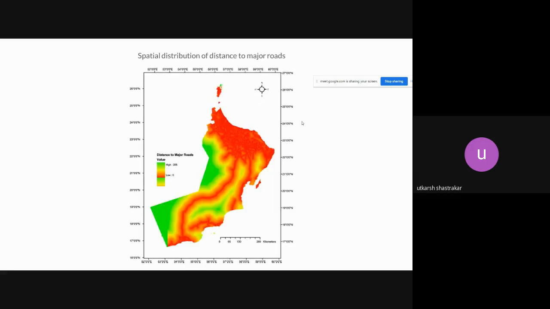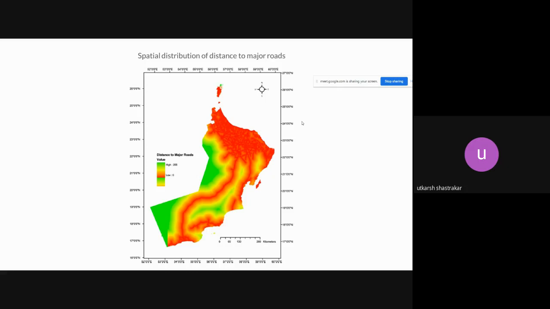Then we have the spatial distribution for distance to major roads. Now this is a layer which actually shows us the road network in Oman and the accessibility. The red color regions are actual roads, and as we go away from the roads, there is a buffer of 0 to 65 kilometers around the major roads. We can see central Oman doesn't have various roads. It's actually an arid region, a kind of desert region. So there is just one major highway.